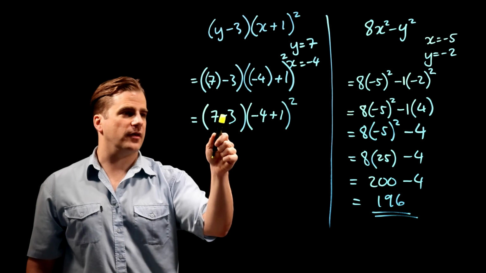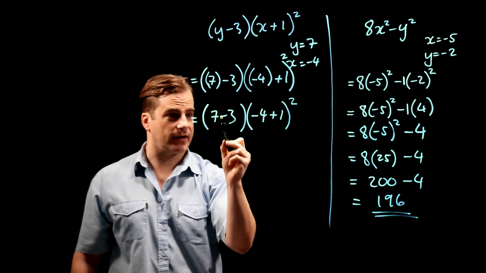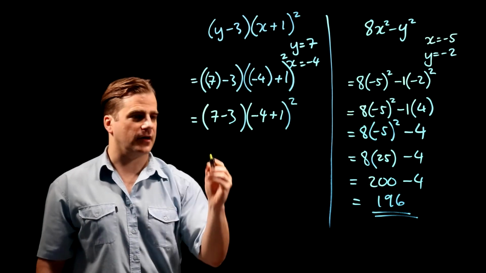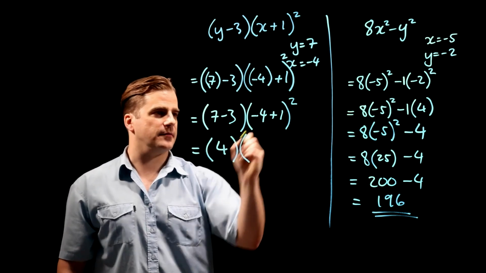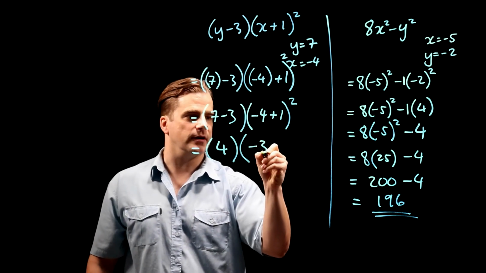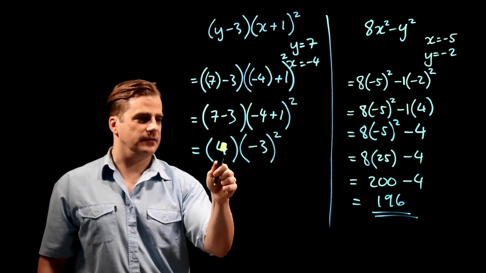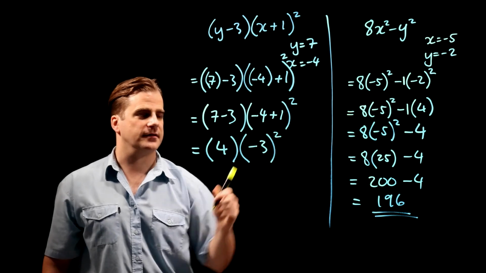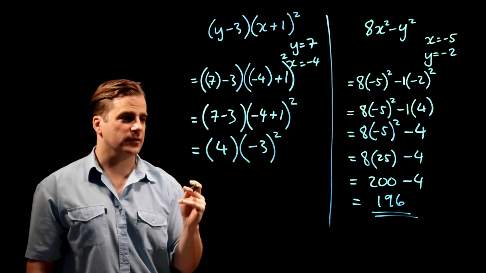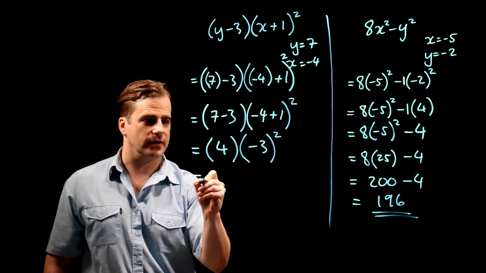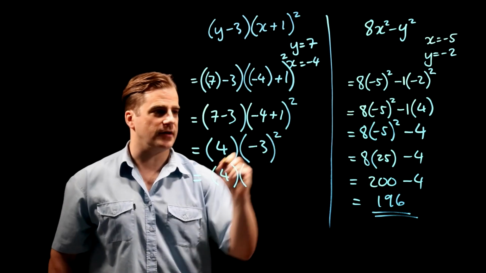BIDMAS, brackets, most important thing. We don't do any indices or multiplication yet. We still haven't sorted out the brackets because that bracket can be simplified and that bracket can be simplified. 7 minus 3 is 4. This bracket can be simplified to -4 plus 1 is -3, squared. Okay. Now we've got a multiplication, this times this, and we've got an index. And again, BIDMAS, the index wins. It's more important than multiplication, so we do the index first.